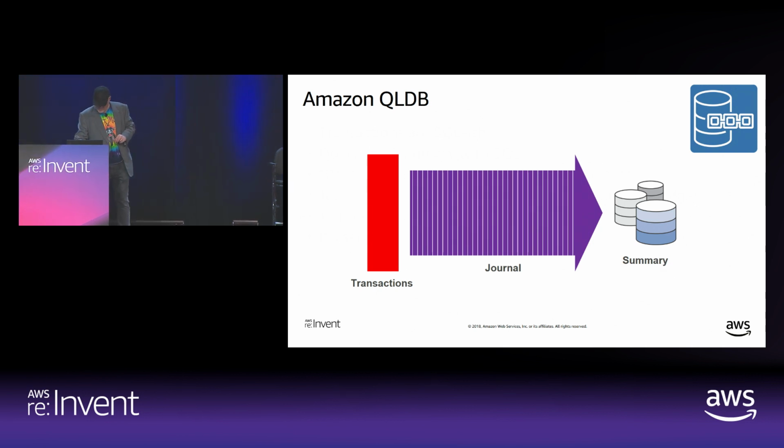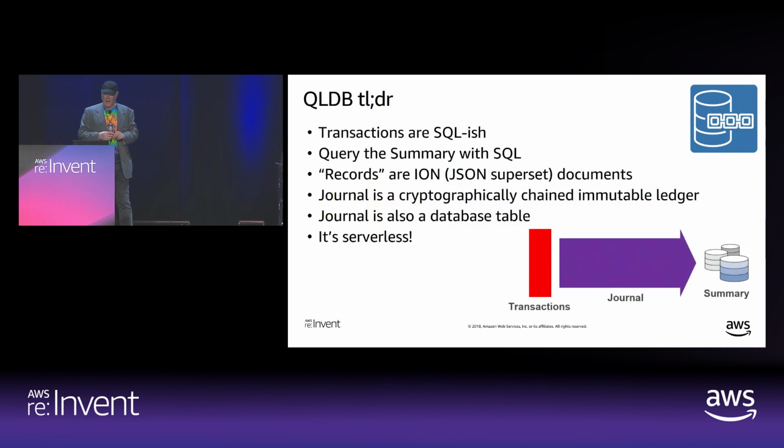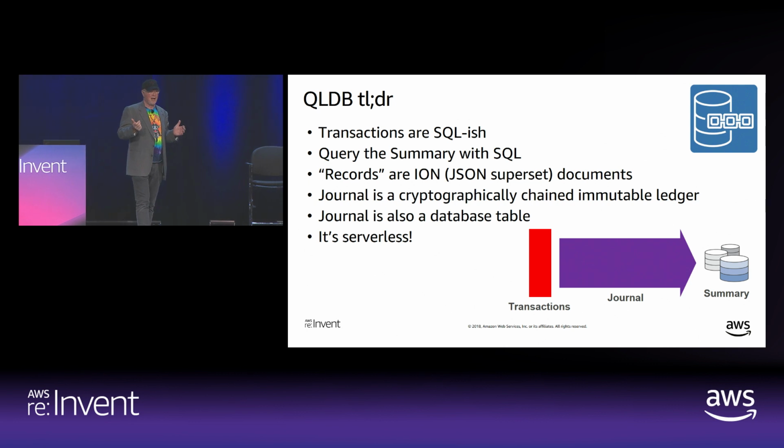What are some of the key points about it that I haven't already said? The summary is a database, but the journal is actually one of the tables in the database, which is a really nice thing. So you can query the current state of any given record, or you can, with equal facility, query the events that got it to be that way, which turns out to be insanely useful in a lot of applications.